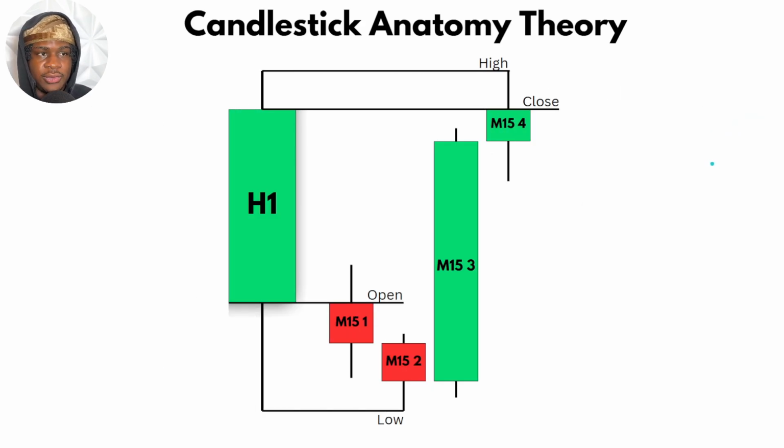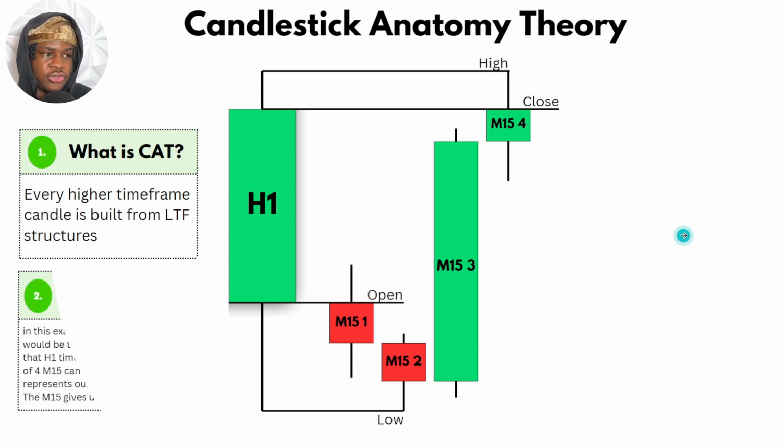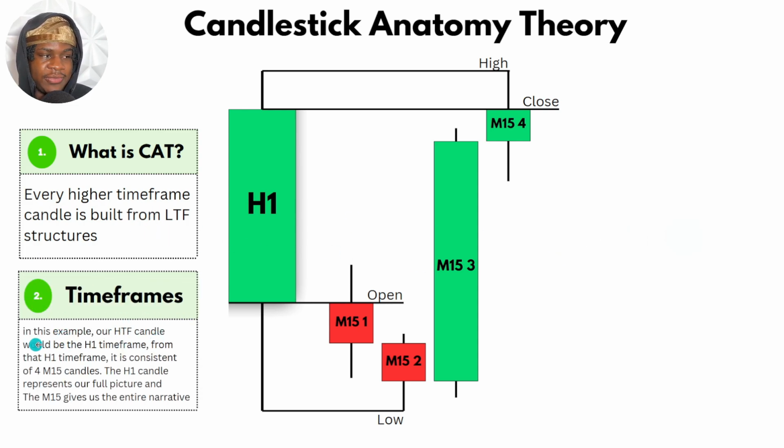First, we have to cover the candlestick anatomy theory. The candlestick anatomy theory, or CAT, is very simple. It's basically when every higher time frame candle is built from lower time frame structure. In this example, our higher time frame candle would be the H1 time frame, as we can see, and from that 1 hour time frame, it's consistent of 4 15-minute candles. The H1 time frame represents our big picture, and the 15 minutes time frame gives us a narrative. So we have the open, high, low, and close of this 1 hour candle.